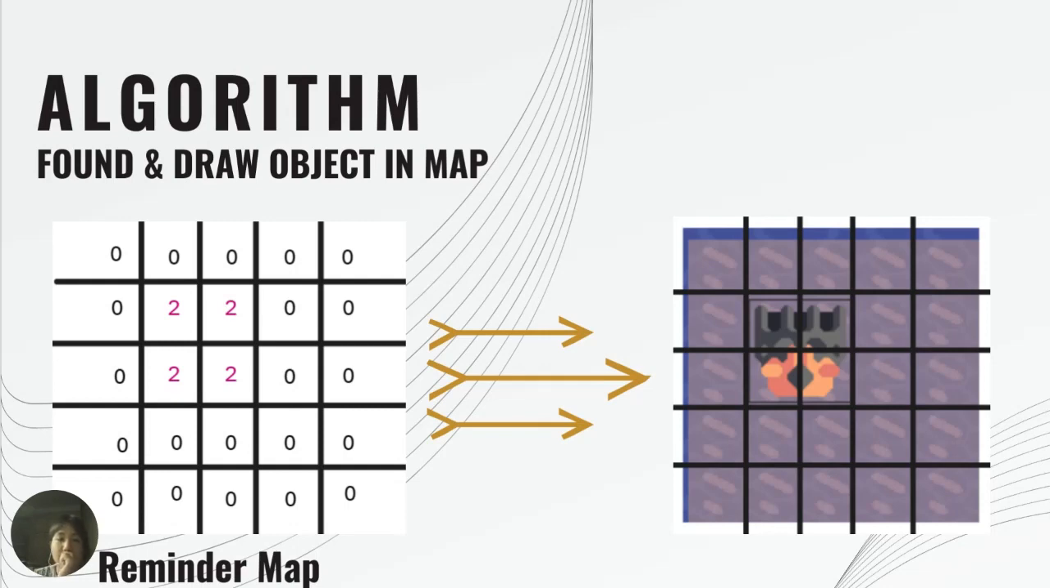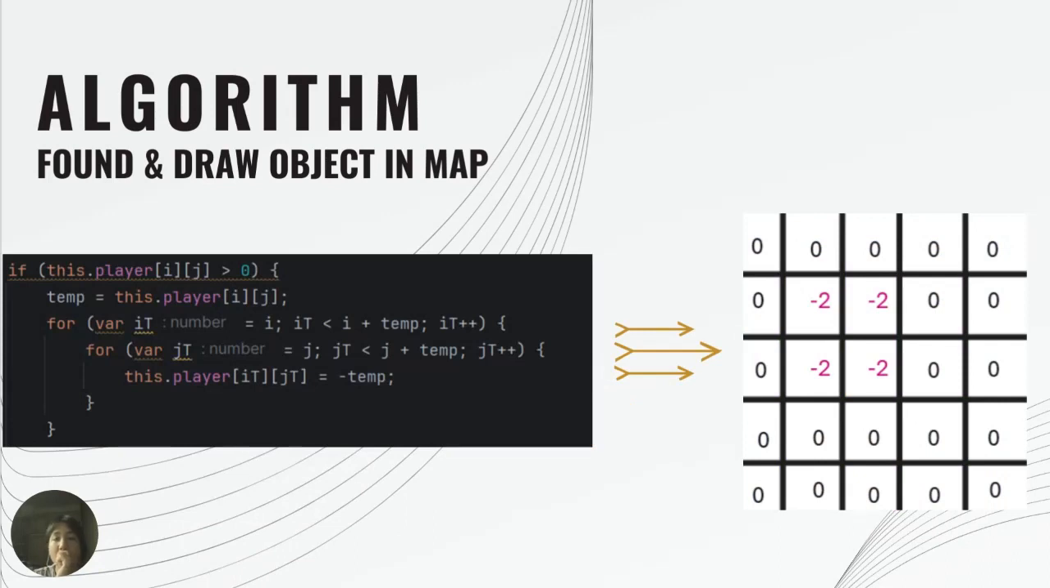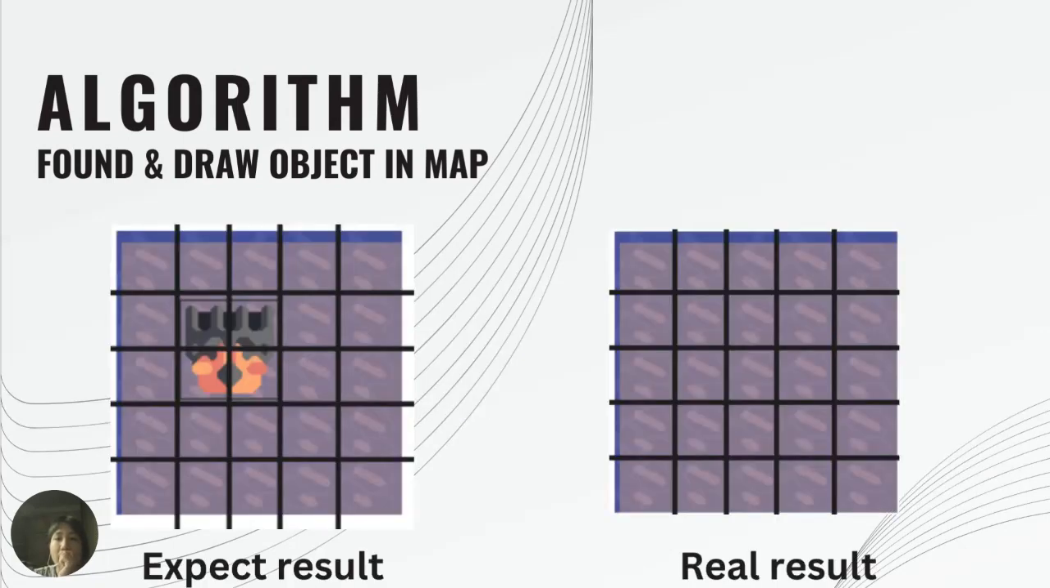In this game, the method to perform a ship is to convert from the reminder map to drawing on the canvas. You can see here, we check the reminder map: if this point is larger than 0, we update the value in a square with size equal to the value of this point, to avoid drawing a duplicate image on the previous image. The result we expect is in the left picture, but in real life the result is in the right. What happened to the algorithm? Is it wrong?